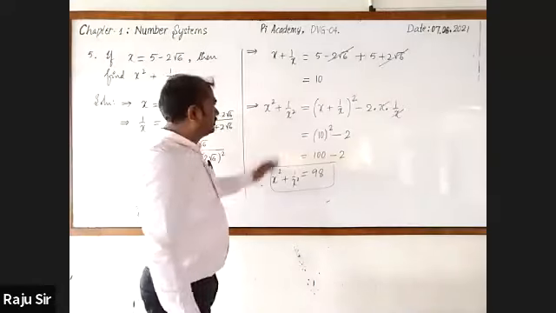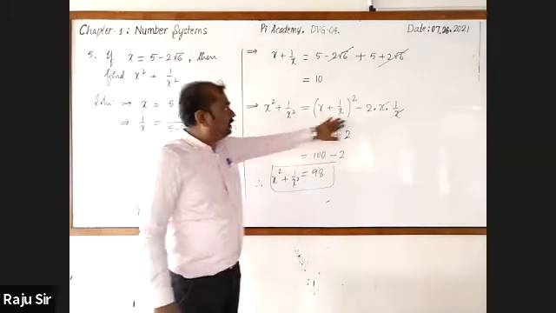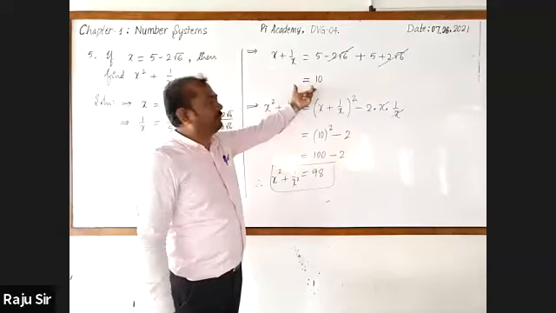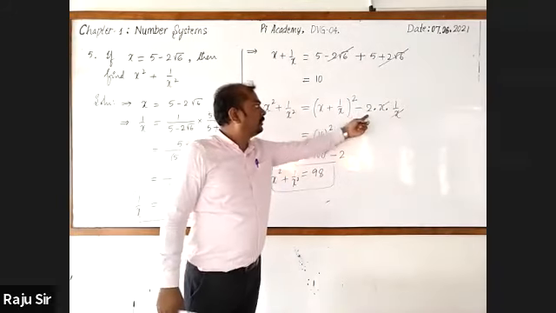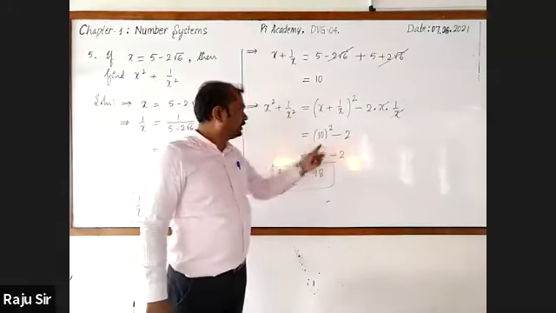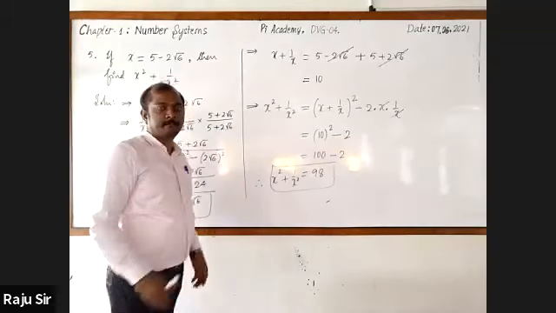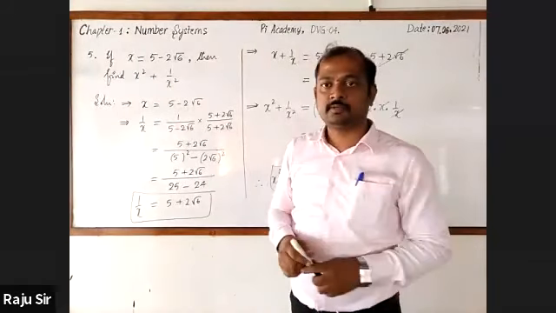Last step once again. This is x square plus 1 by x square. It can be written like this, and x plus 1 by x, we have found out, is 10 whole square. Minus, as x and x get cancelled, 2 will remain. Then 10 square is 100, minus 2. 100 minus 2 is 98. So for this, you can put double star.